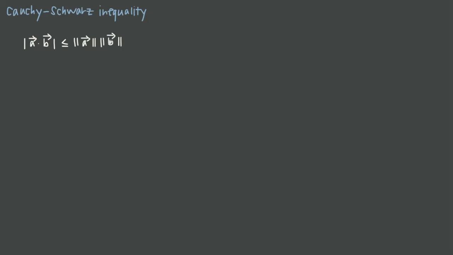So when we multiply the lengths together, that value is always going to be greater than or equal to the absolute value of the dot product of those same two vectors. Now you'll notice that we're saying the absolute value of the dot product is less than or equal to, which means that sometimes the absolute value of the dot product is going to be less than the product of the lengths, and sometimes it's going to be equal to the product of the lengths. Interestingly enough, these two values, the left and right-hand side, will only be equal to each other when A and B are scalar multiples of each other.